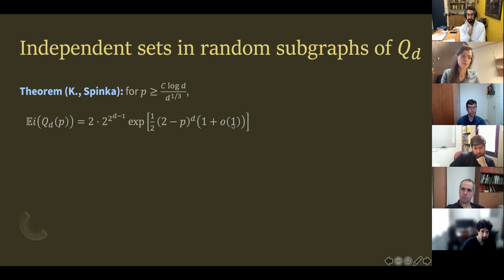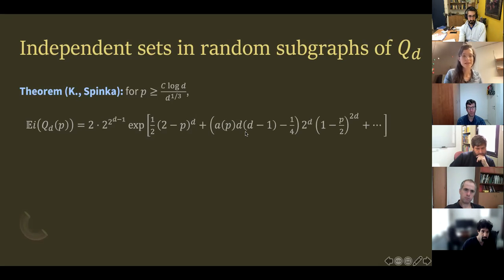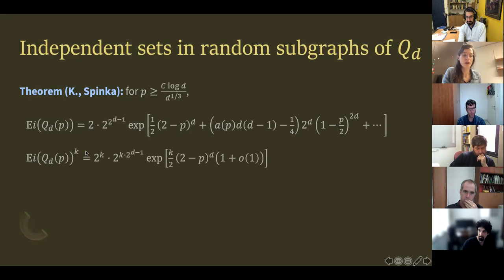And similar to Jenssen and Perkins, we can also give very accurate information about this little-o(1) term. I just once again wrote the first term to give you an idea, but this can also be calculated to any accuracy that we want. We can also calculate higher moments and not only the expectation of this total number. So we also have the formula for the higher moments of the total number of independent sets. And once again, this little-o(1) term can be made much more accurate. I will not write it here because it's too long for the presentation.